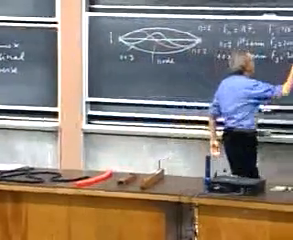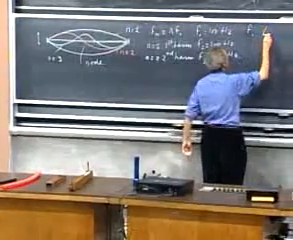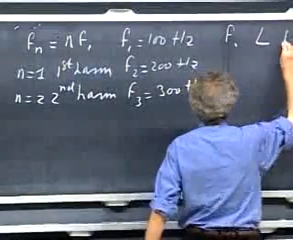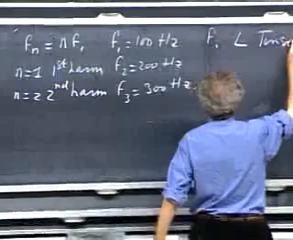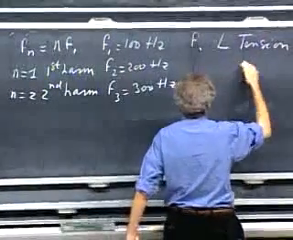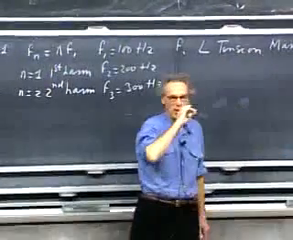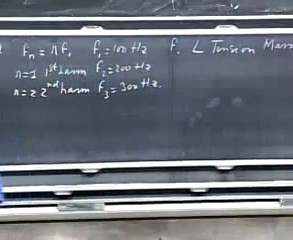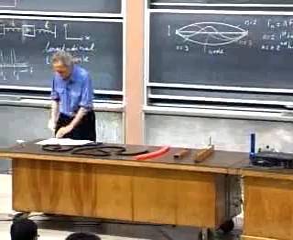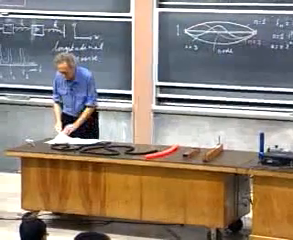F1 depends on the length of the string, on the tension. I will write tension, don't confuse this with periods, and it depends on the mass of the string. Without going into the detail how the dependence is, these are the parameters that determine the first harmonic.